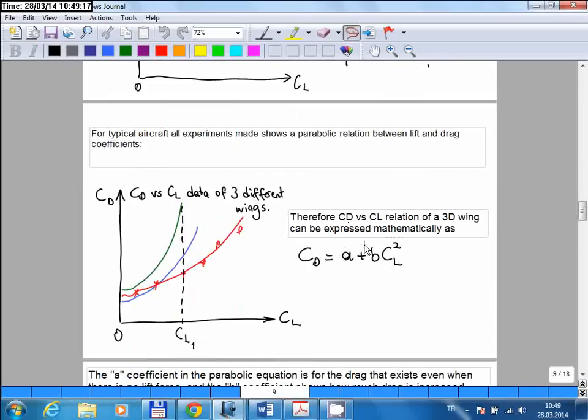And the coefficients here, A and B, are dependent on the aircraft type. So if you test different types of aircraft, you will get different curves. They will all be parabolic, but they will have different A and B coefficients. So for a specific aircraft, you need to know the values of these coefficients.